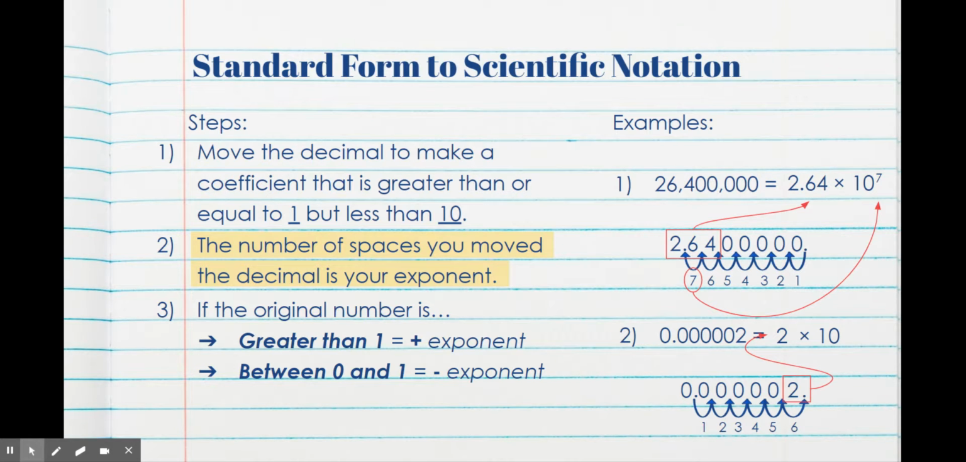So we moved the decimal 6 times. Now we have to determine if that 6 is going to be a positive exponent or a negative exponent. Well, our original number was 0.000002. That's definitely less than 1, so between 0 and 1. So our exponent is going to be a negative. So let's write our negative 6 up by our 10, and that's our final answer. 2 times 10 to the negative 6th power.